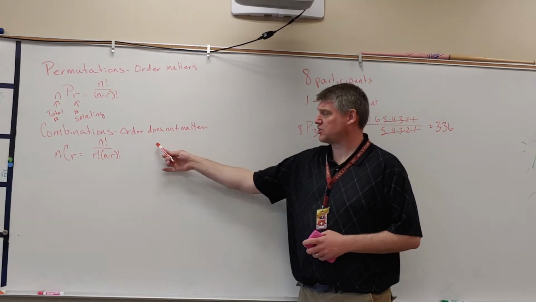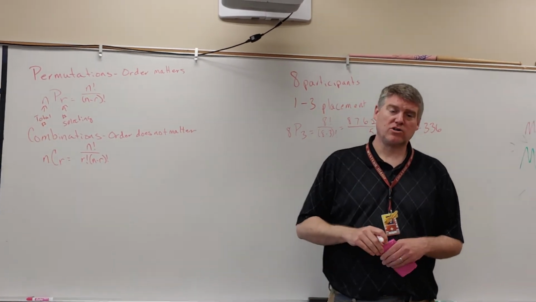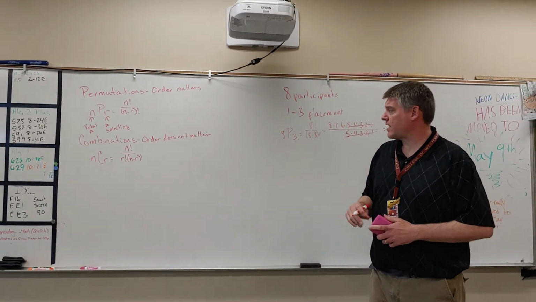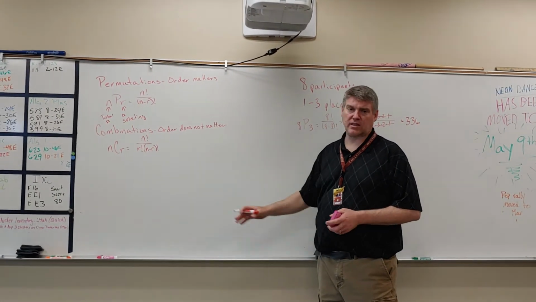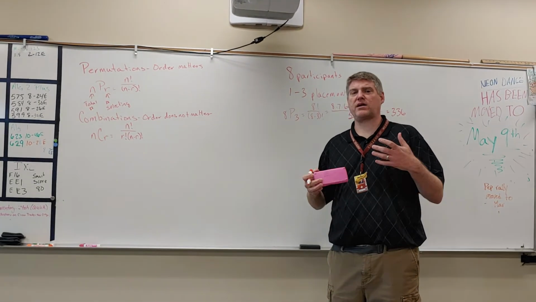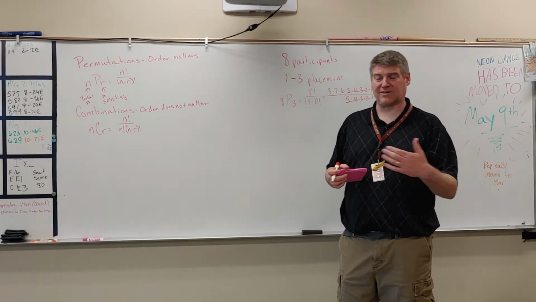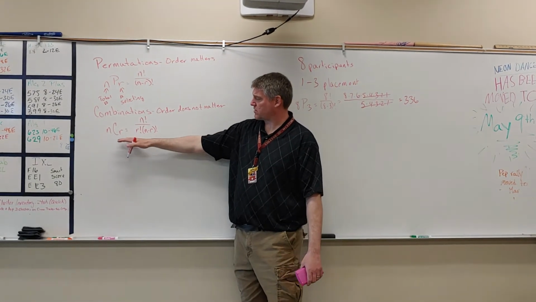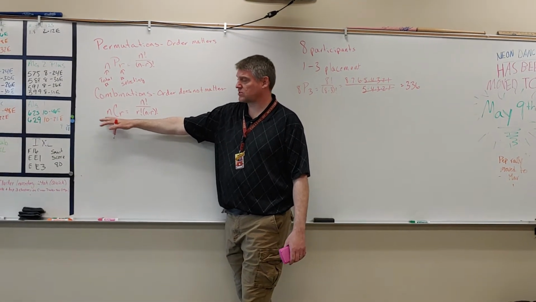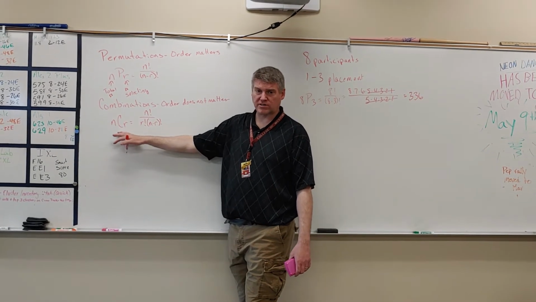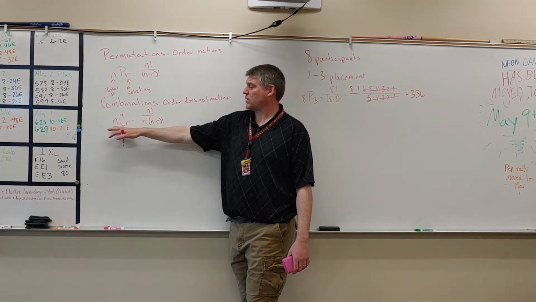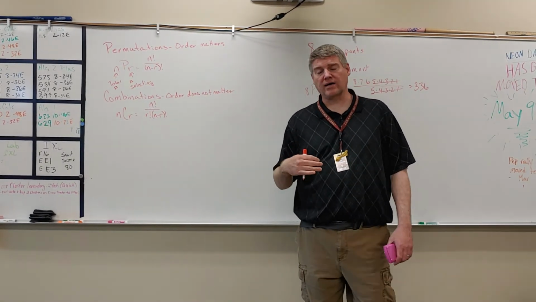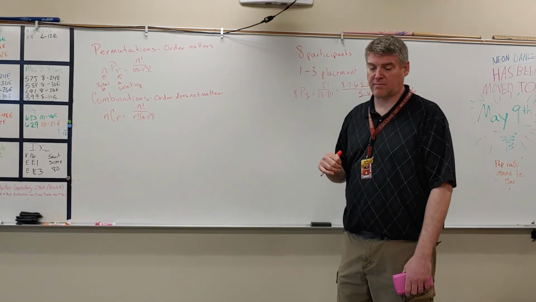So in a combination, order doesn't matter. So we don't care if it's first, second, or third. This might be like a committee. It doesn't matter in a committee if you're selected first or last, you're still part of the committee. Just like a permutation, we have n, which is the total number, and r, which is how many we're selecting. So we have nCr, which becomes n factorial divided by the product of r factorial and n minus r factorial.